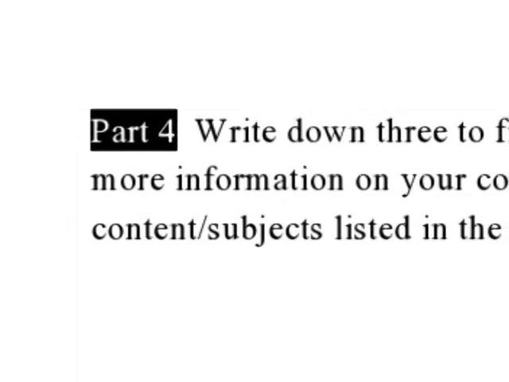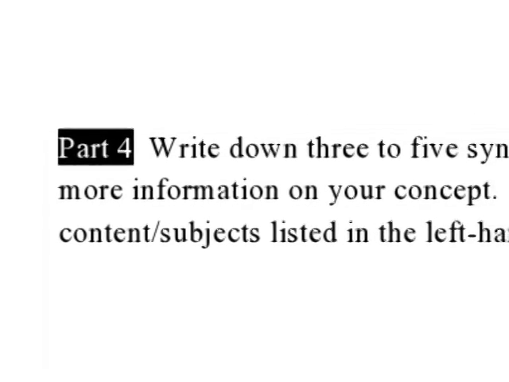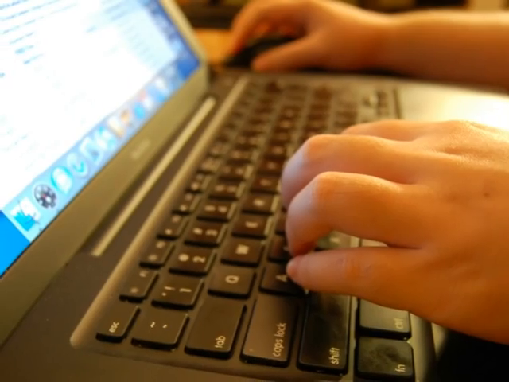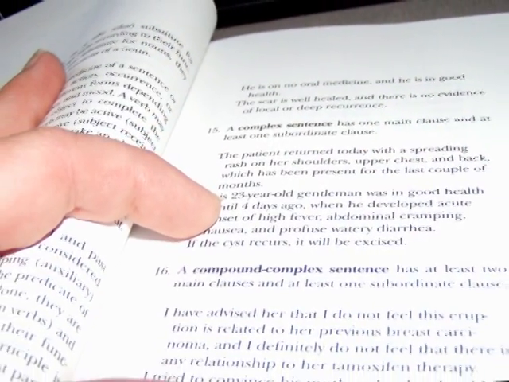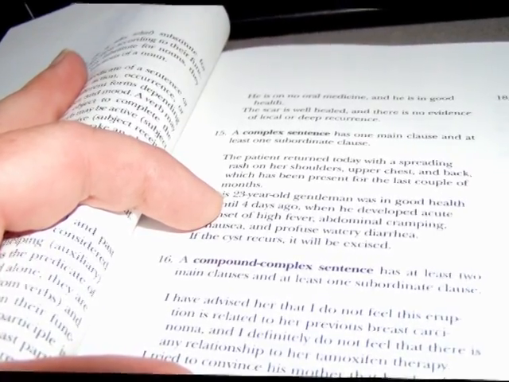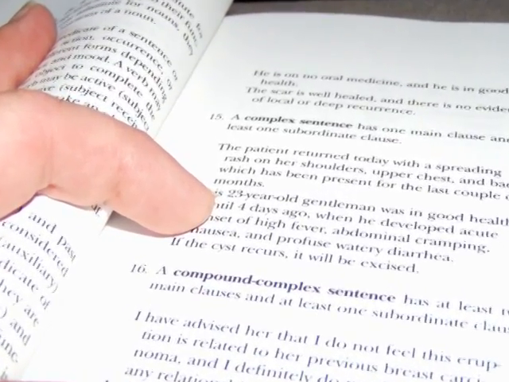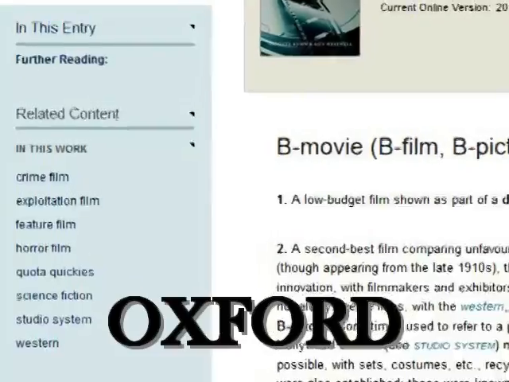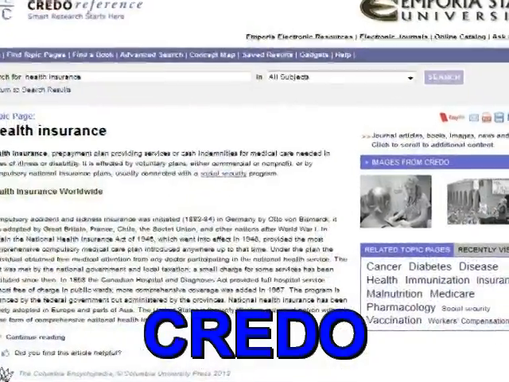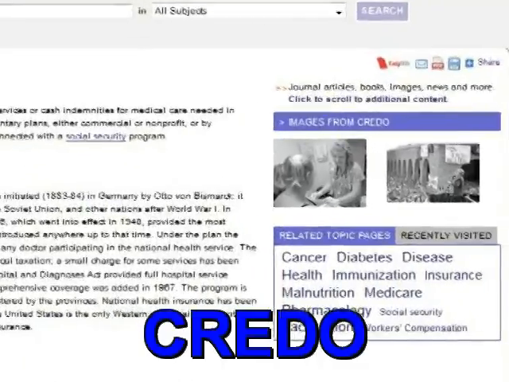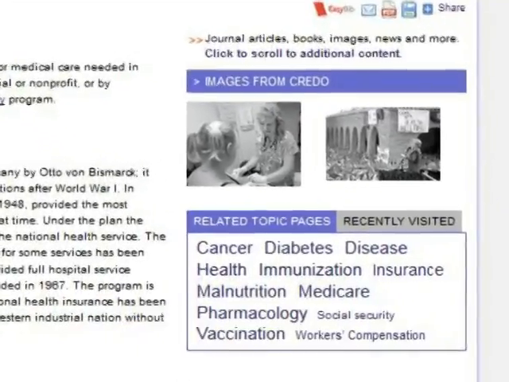And finally, in part 4, you'll need to consider what synonyms or alternative search terms you could use to learn more about your concept. You can find these both in the body of the article or in a list of related content and subjects. In the Oxford databases, these can be found on the left-hand side of the screen. In Credo, these can be found on the right-hand side of the topic pages.